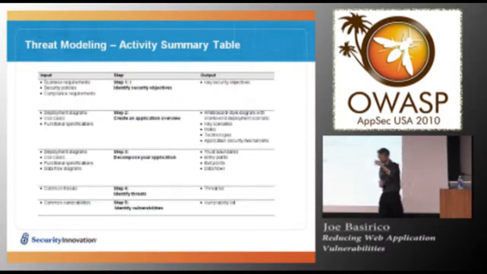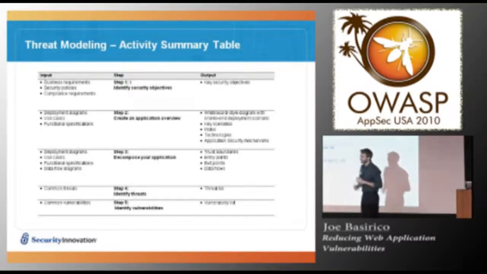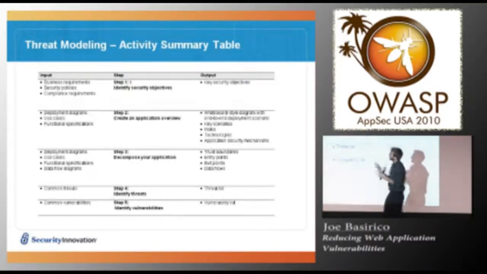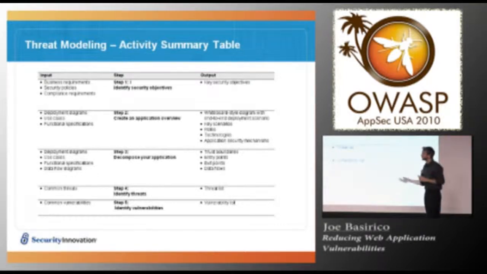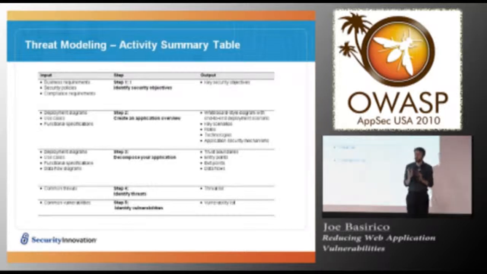So here, I'm not going to walk you through this entire table, but essentially, we have multiple steps here. And the first step is just to identify our security objectives. And in order to do that, we take in our business requirements, our security policies, compliance requirements. We think about all these things, we put them into a bucket, and we have a big meeting. And out of that, we have our key security objectives.